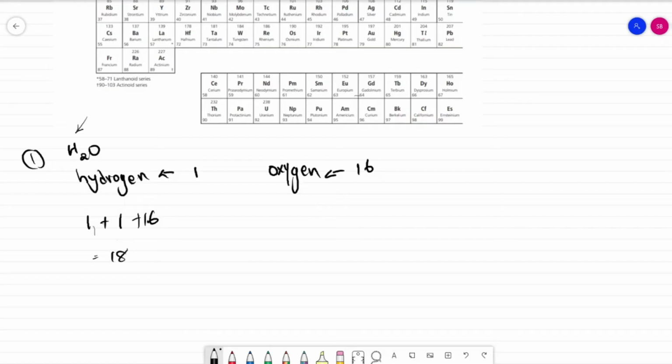So that's basically all about relative atomic mass and relative molecular mass. To understand this, you just have to go to the periodic table, look at the mass of each element, and add them up to find your value. That's how it is done, as simple as that.